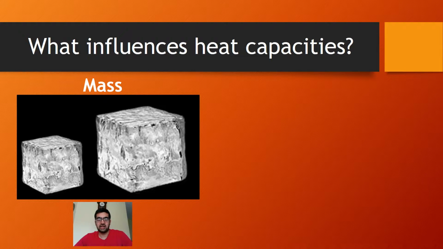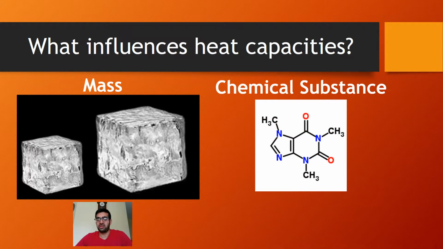The second thing that influences it is chemical substance. Here we have a caffeine molecule, and the caffeine molecule requires a little bit more energy than water to heat it by 1 degree Celsius. So it's going to have a different heat capacity. But let's think about that a little bit more.